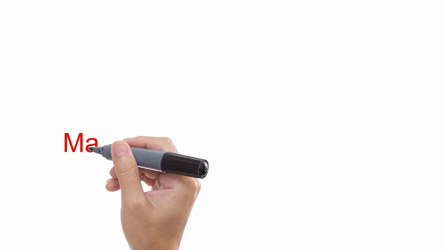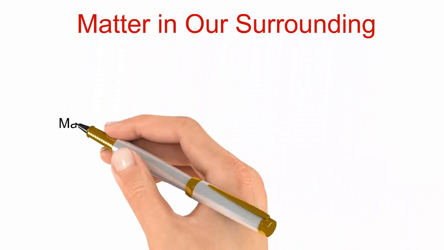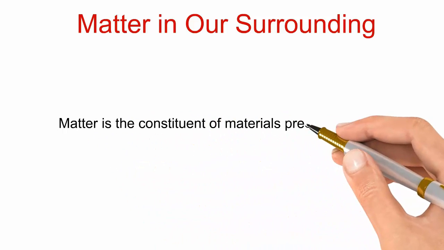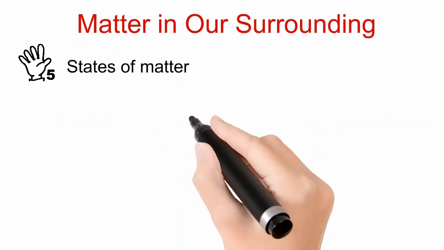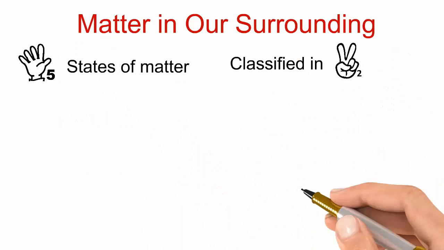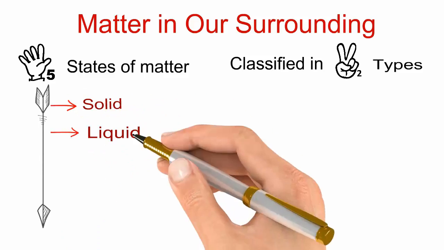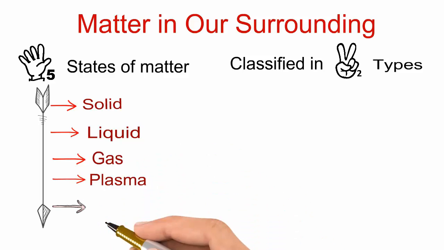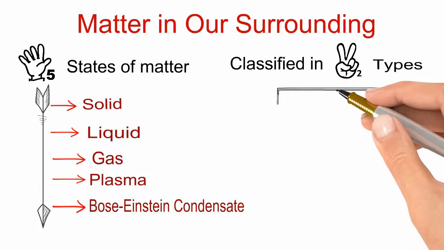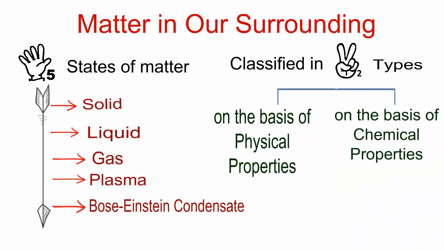Moving to the chapter. The chapter name is Matter in Our Surrounding. First of all, we will discuss what is matter. Matter is the constituent of particles present in our universe. It can be found in 5 states, which can be further classified in 2 types. The 5 states of matter are solid, liquid, gas, plasma, and Bose-Einstein condensate. The matter is classified in 2 types according to their physical properties and their chemical properties.